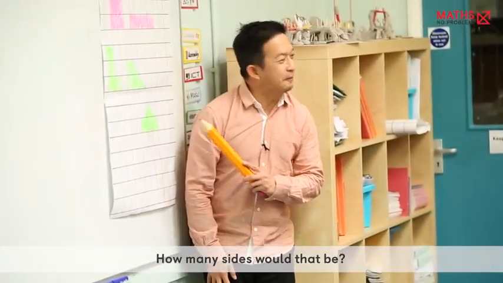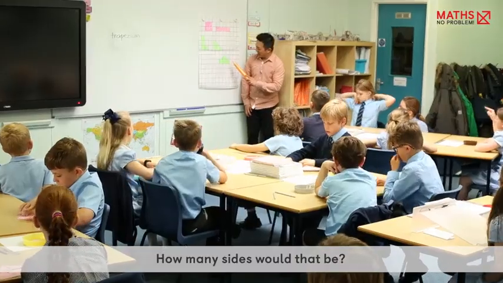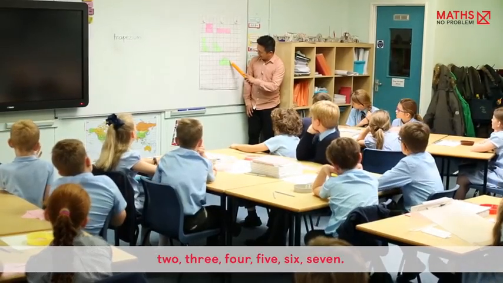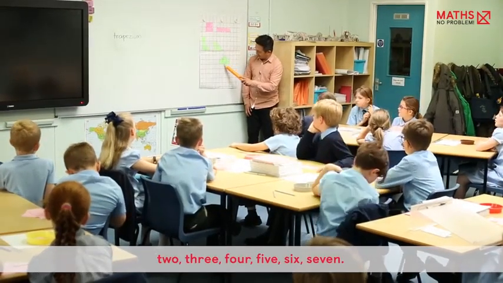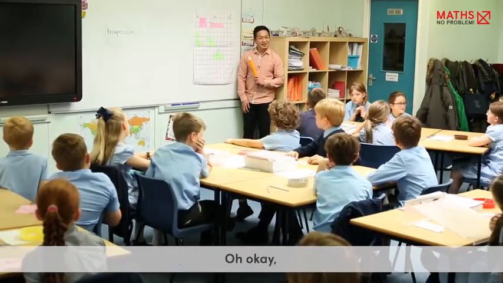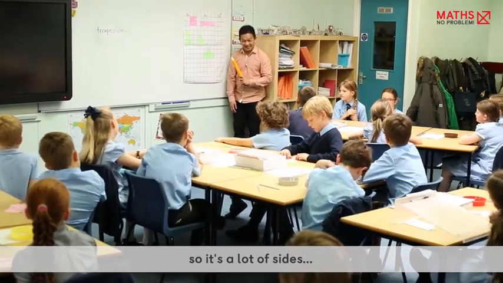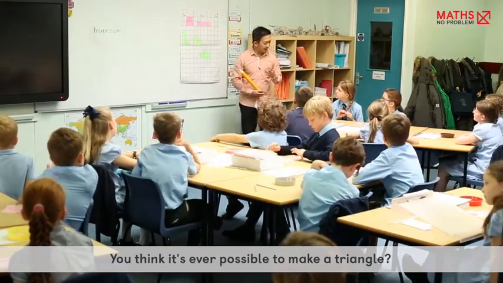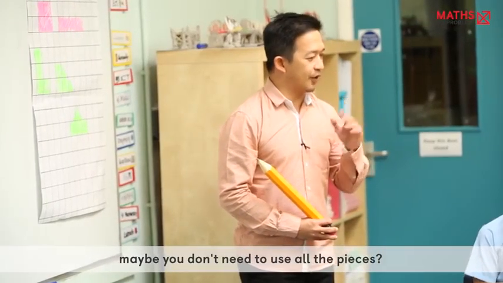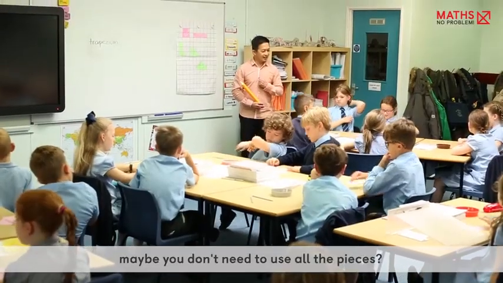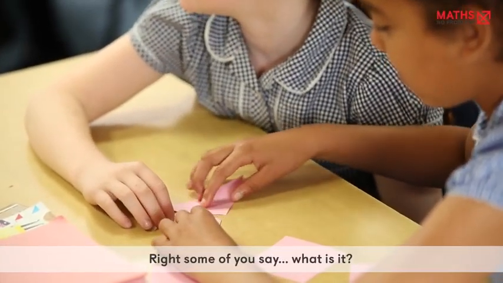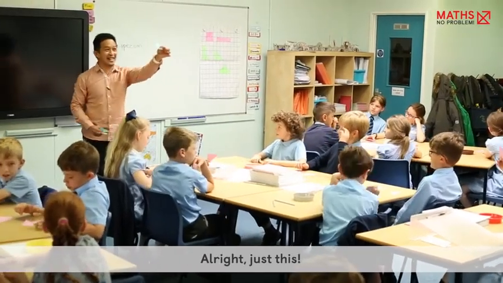How many sides would that be? Because the triangle's in the middle. So let's see. One side, 3, 4, 5, 6, 7. Oh, okay. So it's a lot of sides. Do you think it's ever possible to make a triangle? But what if I say maybe you don't need to use all the pieces? Is it possible? Right, some of you say, what is it? Just this. Alright, just this.